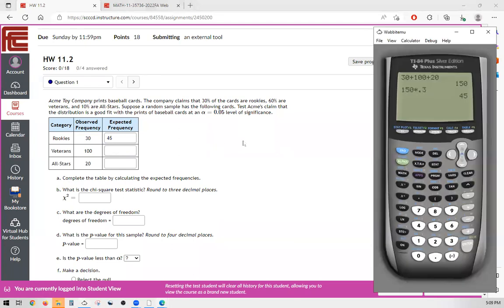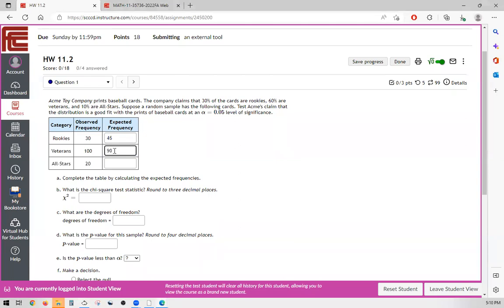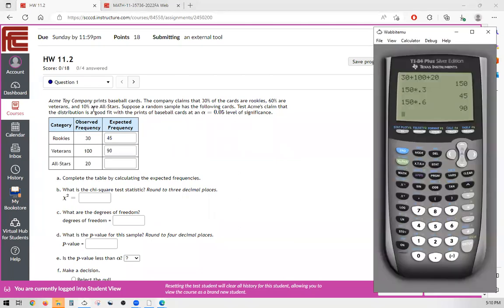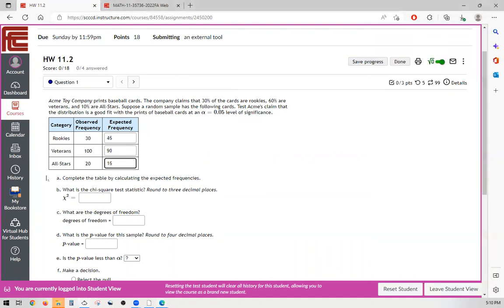Likewise, for the veterans, 60% are veterans. So we take the total 150 and multiply it by 0.6, the decimal equivalent of 60%. So 90 of the 150 cards is what we expect to be veteran cards. And then finally for the all-stars, 10% should be all-stars. So we take the 150 and multiply by 0.1, the decimal equivalent of 10%. So 15 would be the expected frequency for the all-stars.